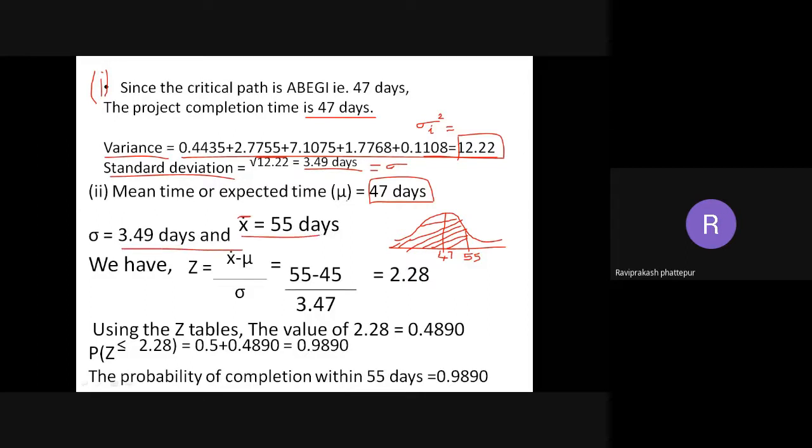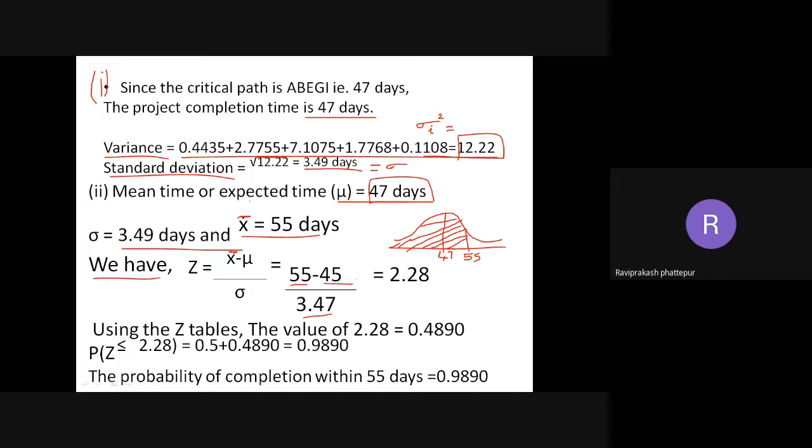What is the equation? We have z equal to x bar minus mu, divided by sigma. So x bar is 55, mu is 47, and sigma is 3.49. We just calculated sigma as 3.49; I had written 47, we got 49 here, so make the correction. There might not be much difference. And I'm getting 2.28.